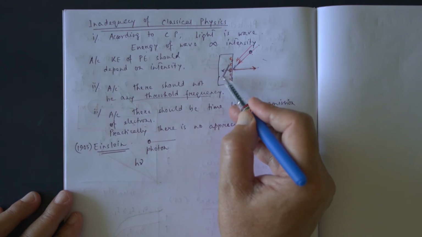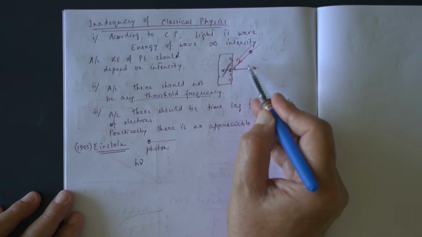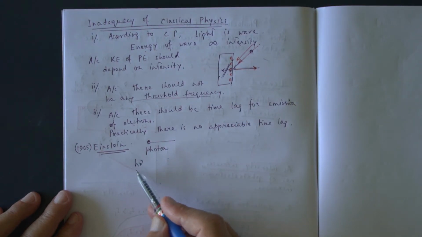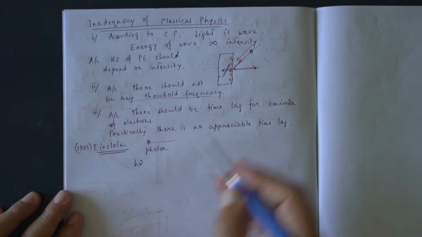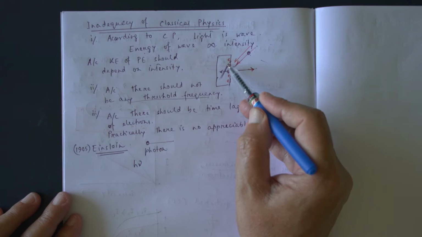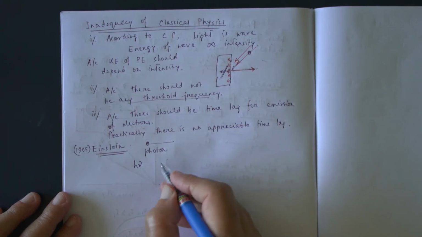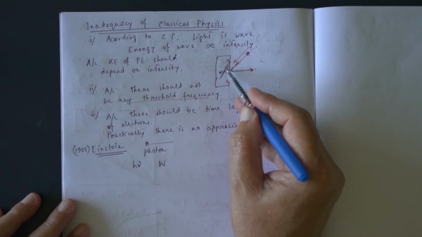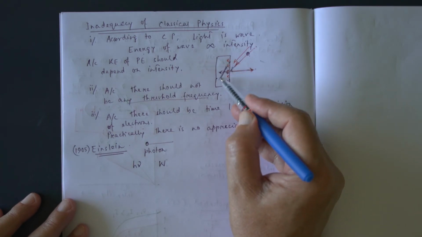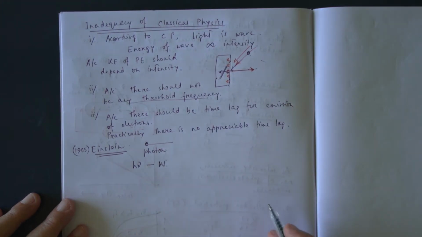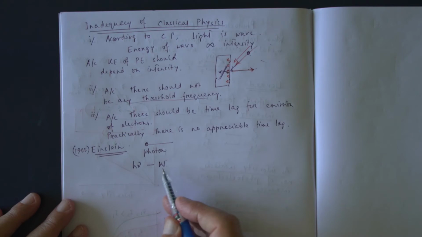Okay. That means the total energy the electron gets is h nu. And some of this energy will be spent in breaking this attractive force. Say W is the energy needed for breaking this attractive force. Now how much energy remains? The remaining energy is h nu minus W.